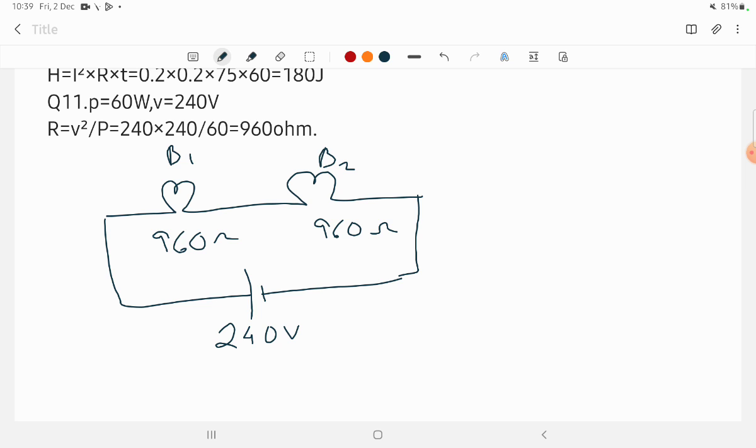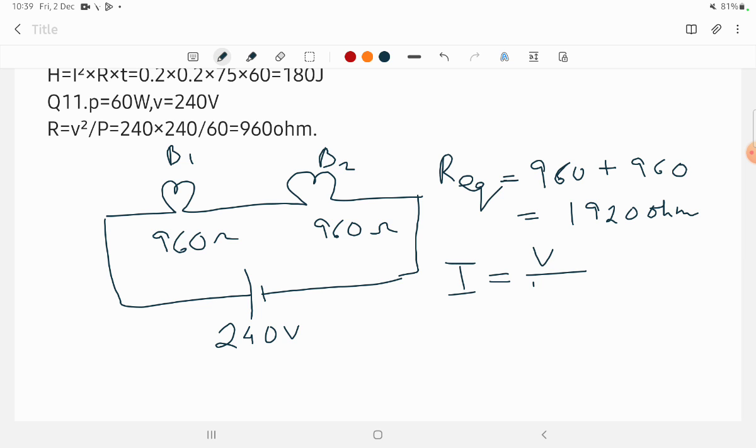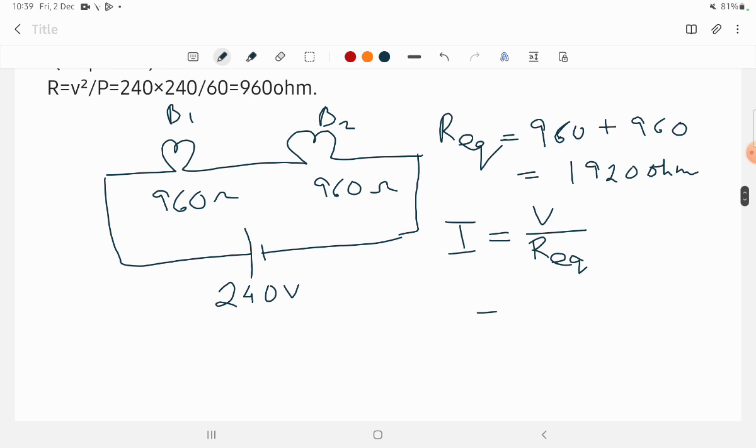So the total resistance of the circuit will increase. What will be the equivalent resistance? It will be 960 plus 960, because the two bulbs are connected in series, so the equivalent resistance of the circuit will be more, 1920. So the total current drawn will be less. The total current drawn will be I equals V by R equivalent. So here V is 240.